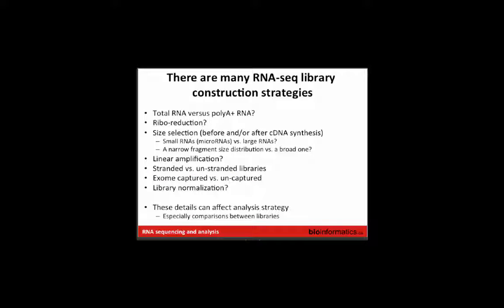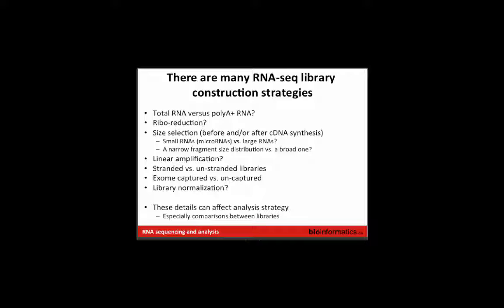Okay, so we've also talked quite a bit about different RNA library construction strategies. We've talked about starting with total RNA and either continuing with some kind of total RNA-seq strategy or doing a poly-A selection. Related to that is whether you do a ribo-reduction. You usually do one or the other. If you're doing a poly-A selection, you might not do that. But if you're not doing a poly-A selection, you would definitely want to do some kind of ribo-reduction strategy.